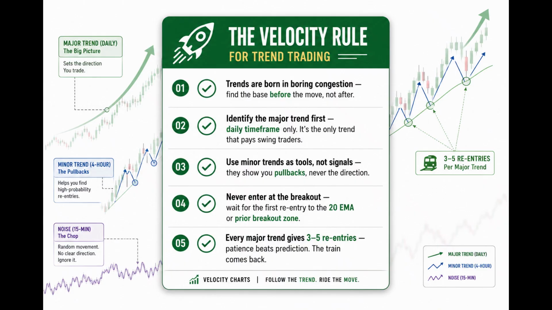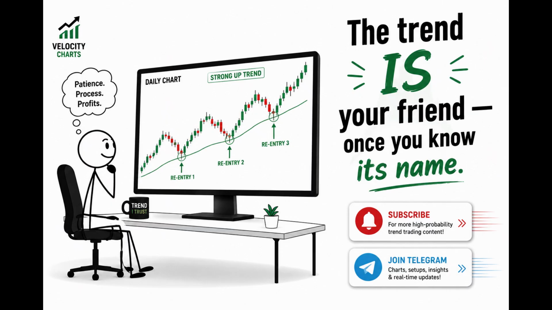Screenshot this, print it, stick it next to your screen. The velocity rule for trend trading. 5 non-negotiables that cover every trend you'll ever see. Apply all 5 and the difference between major and minor stops being confusing. The market starts making sense. The trend is your friend, but only when you know how it was born. Once you can spot the accumulation, name the major trend, and wait for the re-entry, the market stops being random.